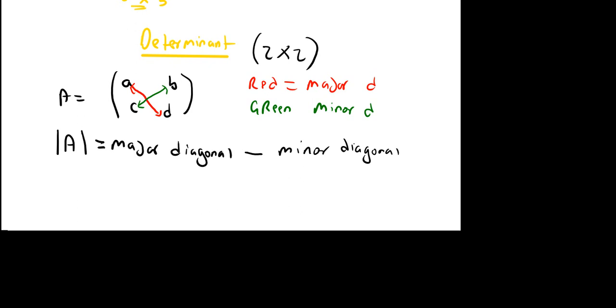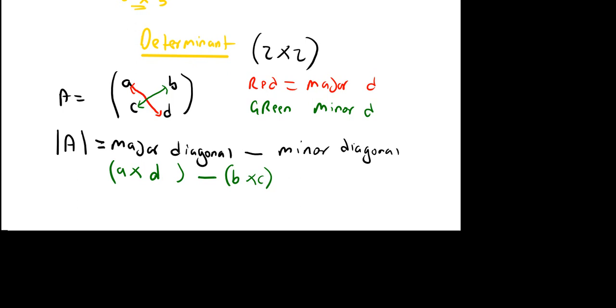So for us to find the determinant, we're just going to say what's in the major diagonal. The major diagonal, we have A, you get your A, multiplied by D. Then minus, again what's in the minor diagonal, we've got B, you multiply them, and C. Then you subtract the two, and the final answer that you get is going to be your determinant.